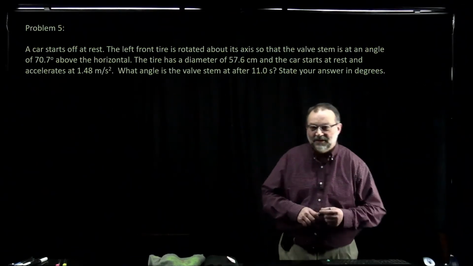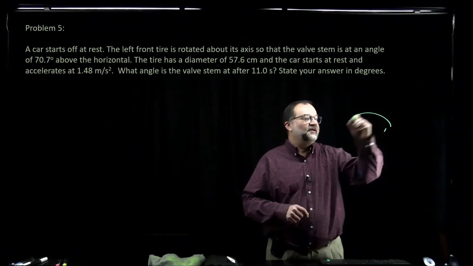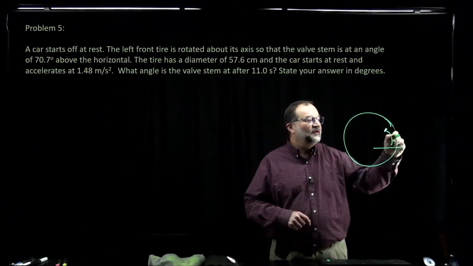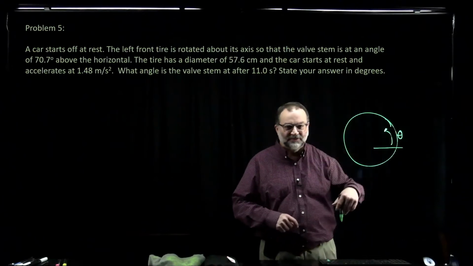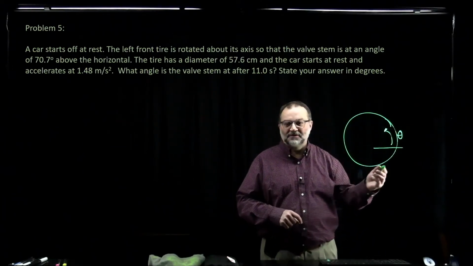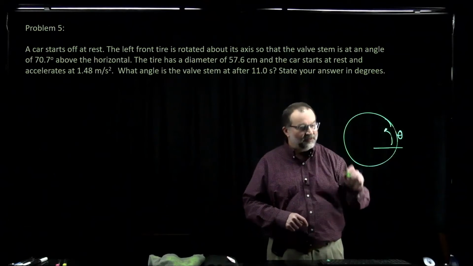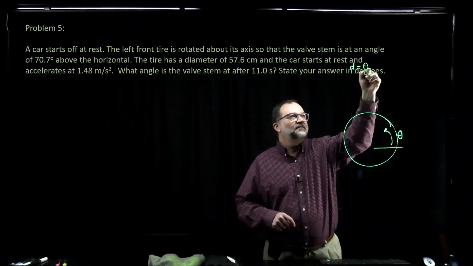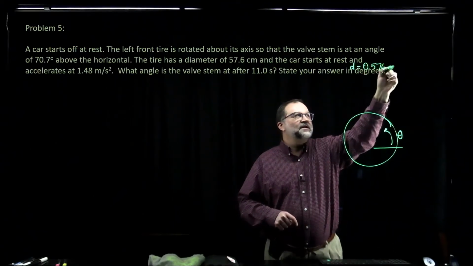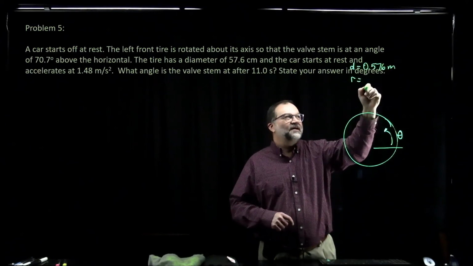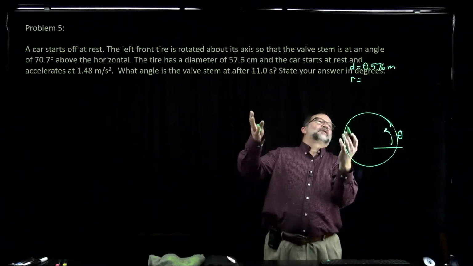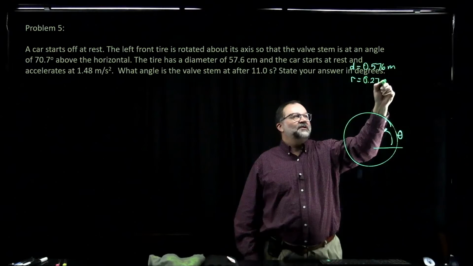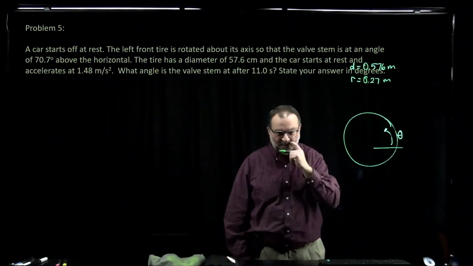In problem 5, we have a tire. We know the valve stem is at an angle of theta above the horizontal. The car is going to accelerate. We know the diameter is 0.576 meters. What we need is our radius, which is half of that. So 0.288, I'll just call it 0.27 meters. That's our radius.